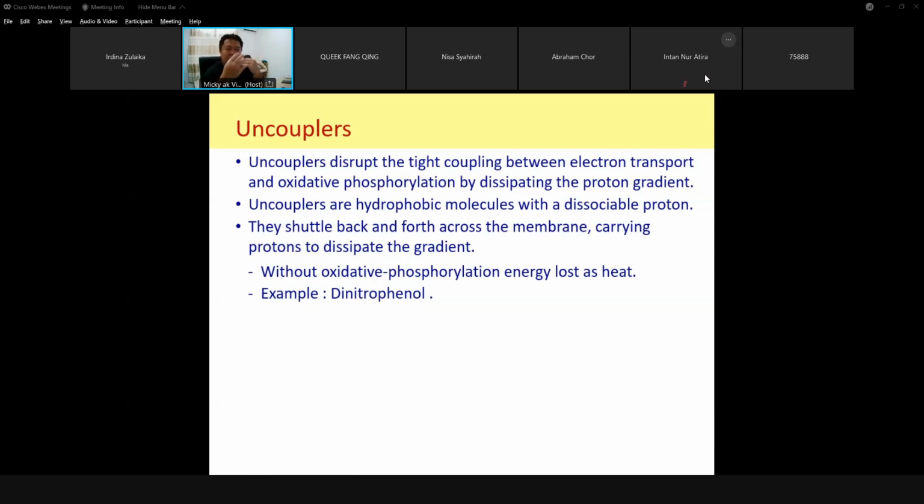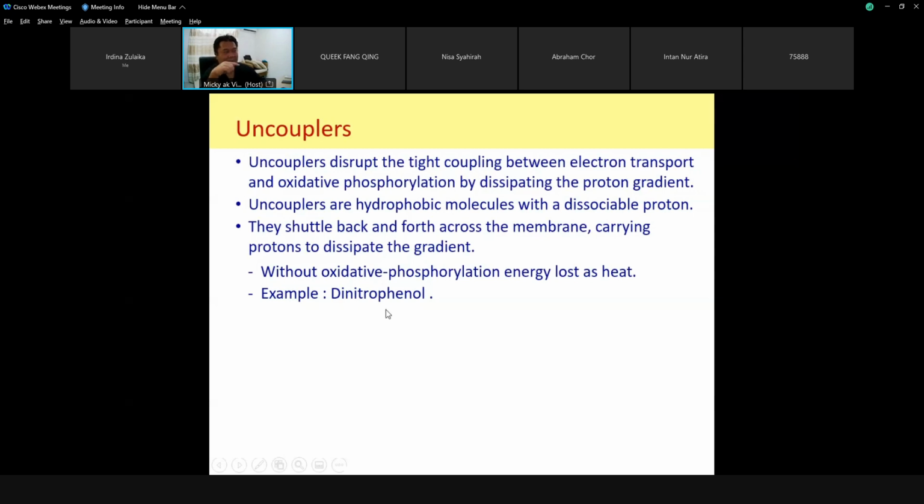Now the good thing about uncouplers is that you need the production of ATP. You need the movement of hydrogen because you want to produce ATP. But what happens with uncouplers is that they still induce the movement of hydrogen in and out, but no ATP is being produced. So instead of producing ATP, they can produce heat. And one example is dinitrophenol.